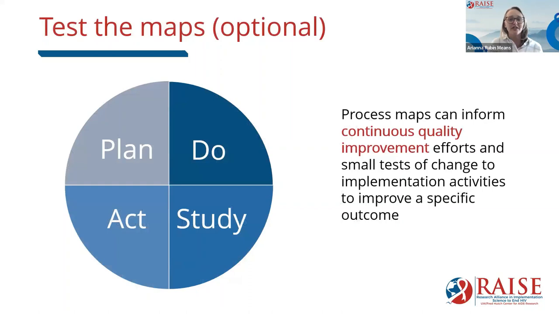And like I mentioned earlier, your team can take it a step further by engaging in some sort of active quality improvement. Quality improvement helps you see if altering the process in some sort of discrete specific way helps improve a targeted outcome. So something like the plan, do, study, act cycle would be helpful here. This is not a necessary step of process mapping, but it's a really helpful application of all the work that's gone into process mapping.